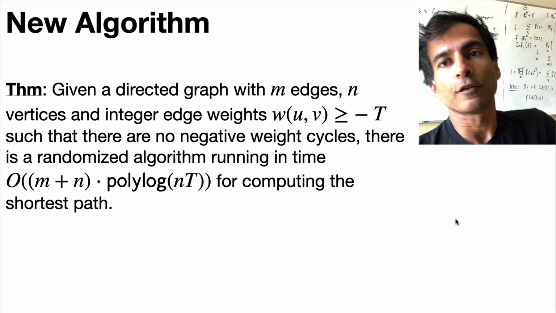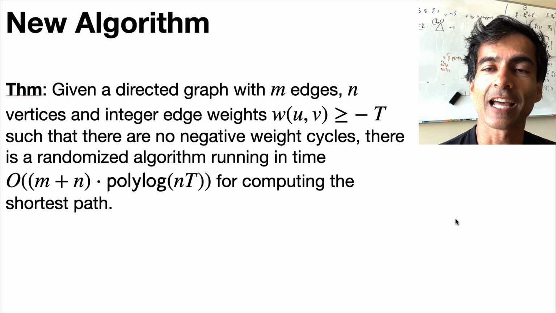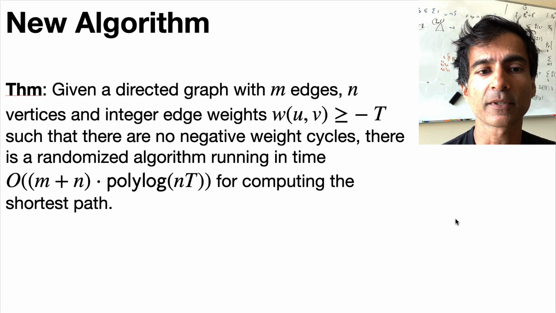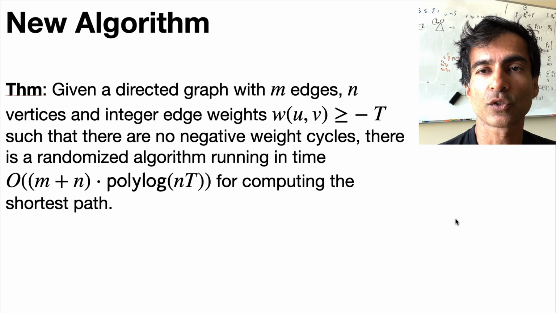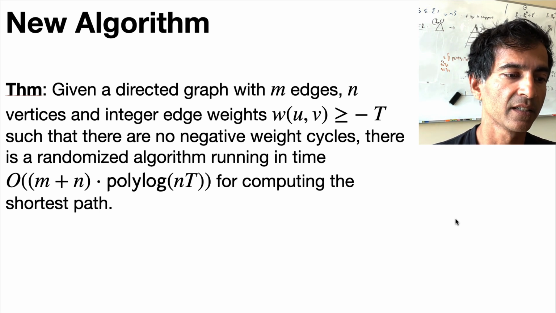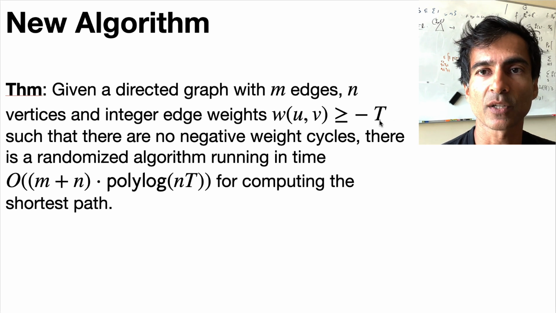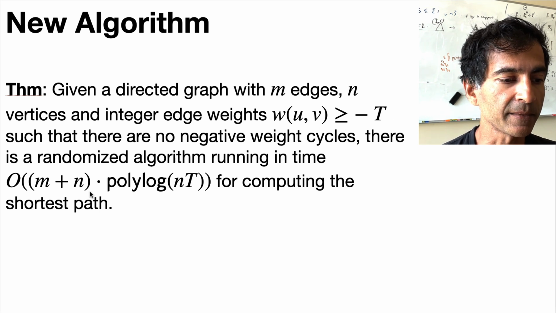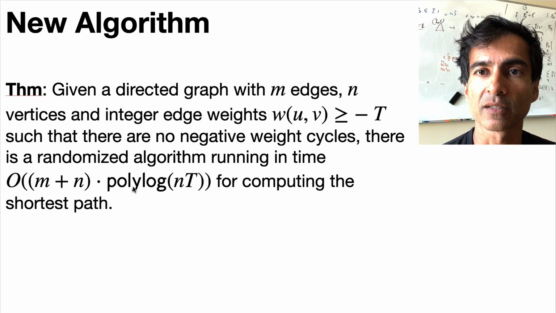All right, so that concludes my review of the old classic algorithms. And now let me move on to the interesting part. I'll talk about the new algorithm. So what does the new algorithm accomplish? It gives an algorithm for computing shortest paths, even when there are negative edges, in time that's almost linear in the number of edges. So if the edge weights in the graph are at least minus t for some parameter t, the algorithm has running time that looks like order m plus n times some expression that's polylogarithmic in n and t.